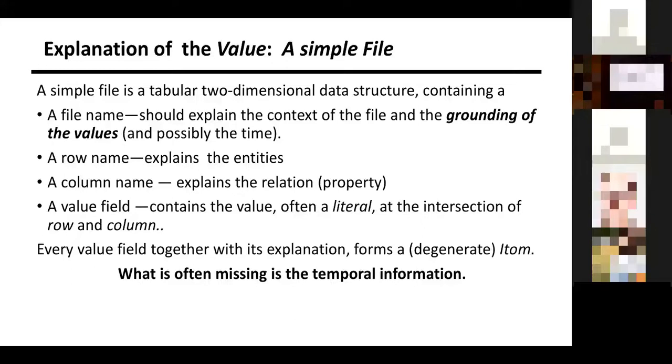So let me give you a simple file system as a schema. Then I have a file name, a column name, a row name, and a value. And the value is explained by the row name, the column name, and the file name. And of course, I can use different representations.